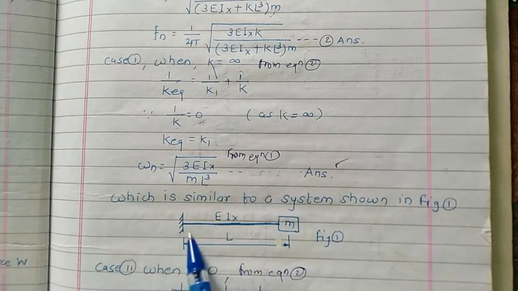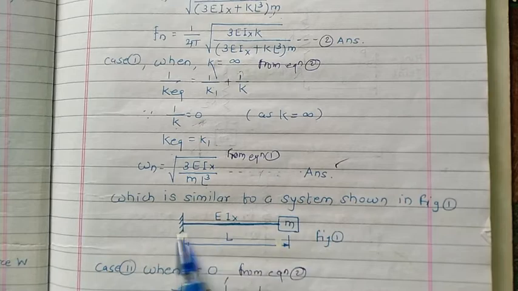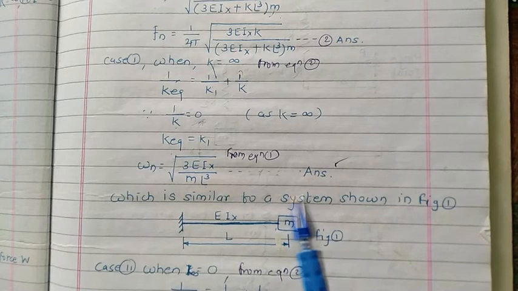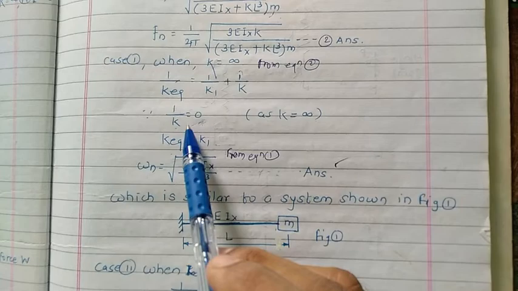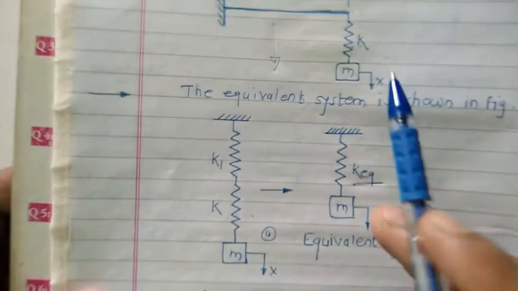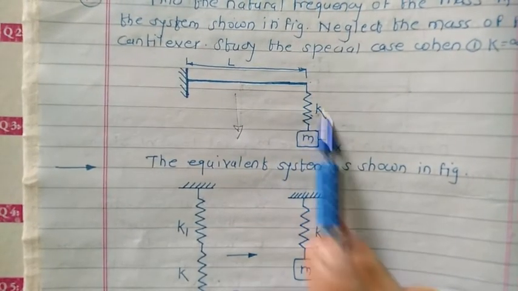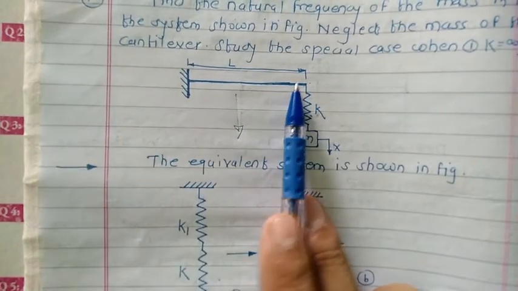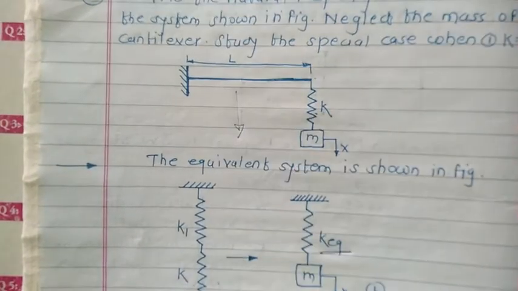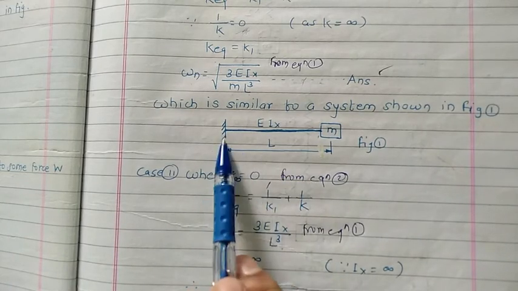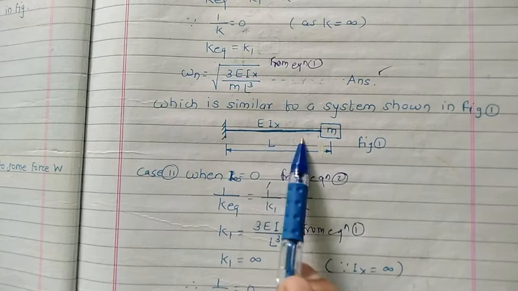So only at the end of the cantilever beam, one mass is attached. Here 1 upon k becomes 0, which means the stiffness of the spring mass becomes 0, so this spring system does not exist. Only the cantilever beam remains, and at the end of it one mass is attached.